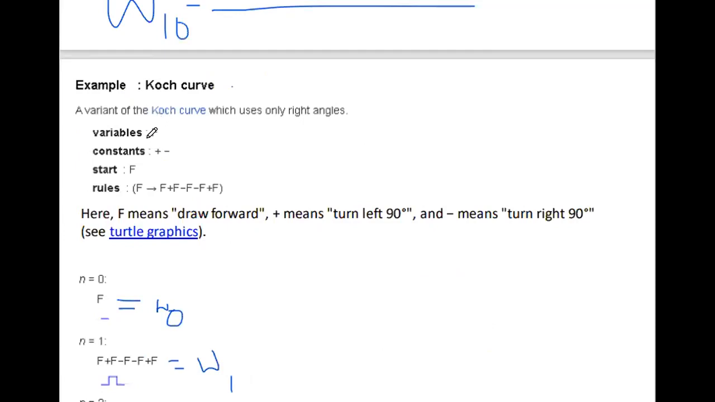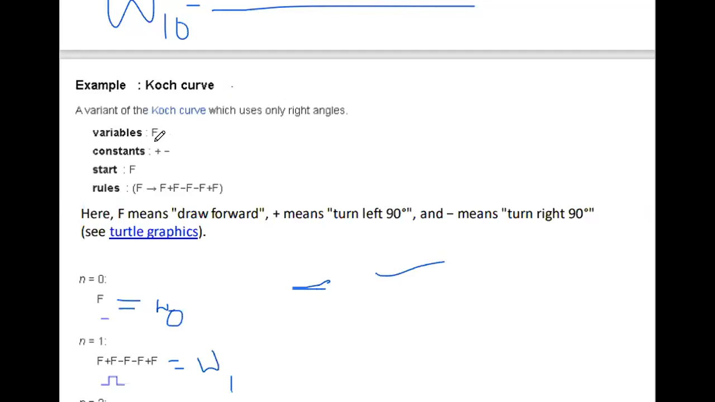Here F is the one and only variable in the alphabet. You can define these symbols meaningfully. You can define F as draw forward. If you encounter F, you can say draw forward by 1 centimeter, or 1 unit.